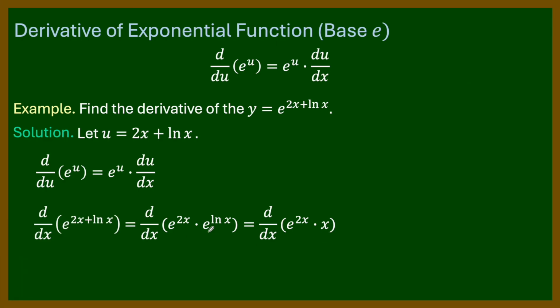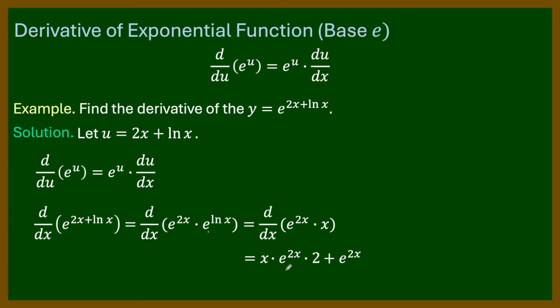Now, let us copy the second function, then differentiate the first term, which is e raised to 2x. The derivative of e raised to 2x is itself times the derivative of the exponent, which is 2, plus e raised to 2x times the derivative of x. The derivative of x is 1. So, just copy e raised to 2x.